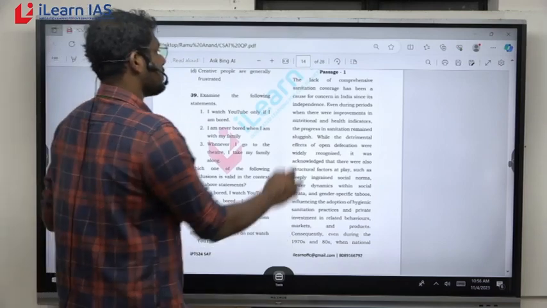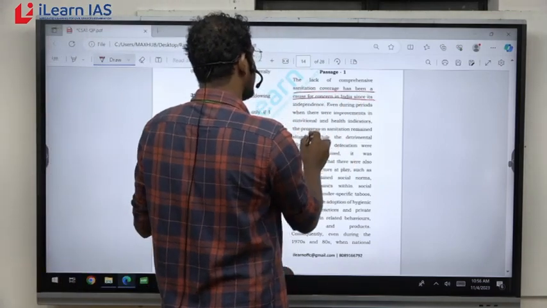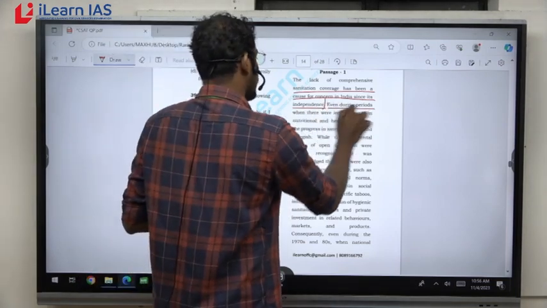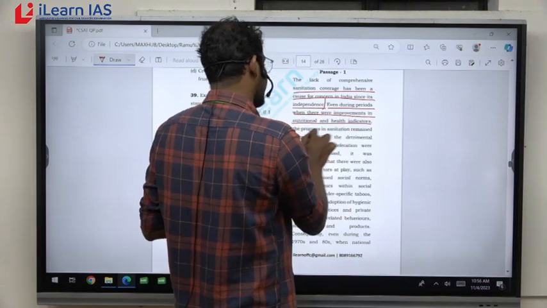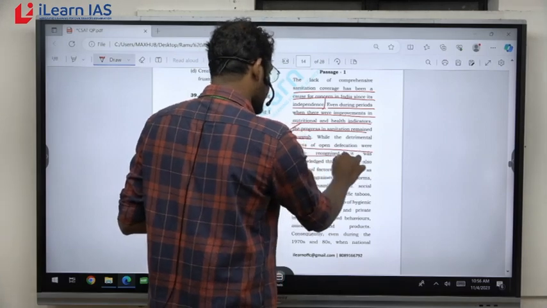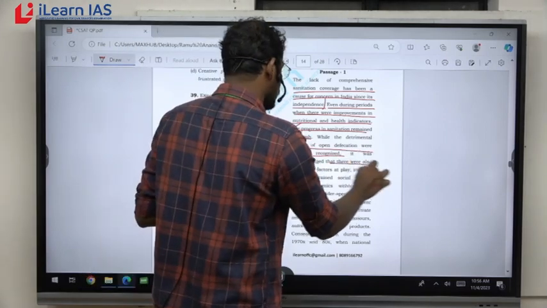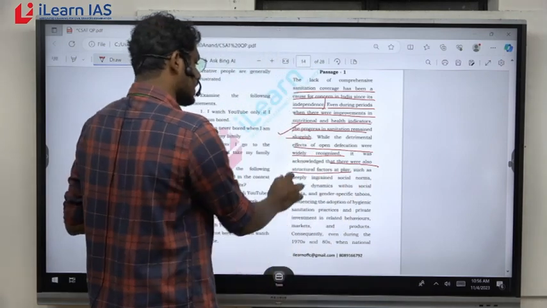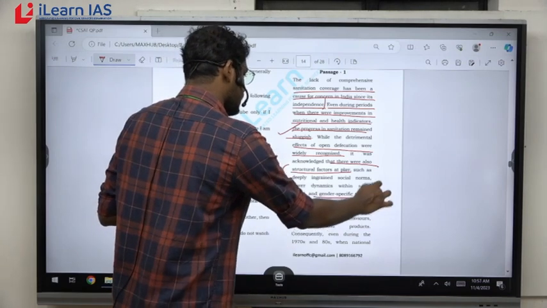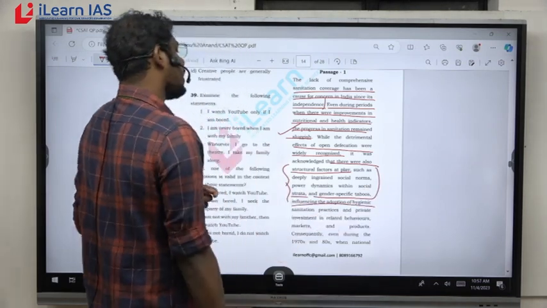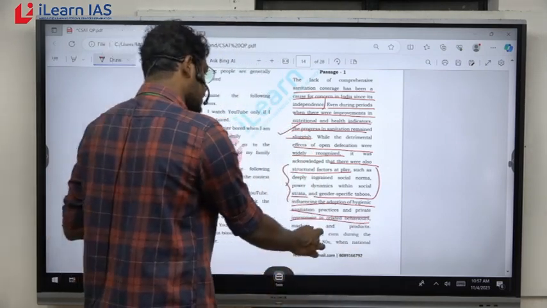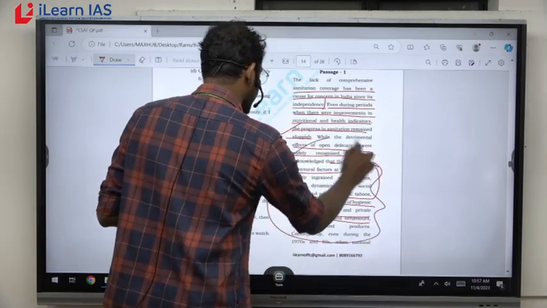The lack of comprehensive sanitation coverage has been a cause of concern in India since its independence. Has been a concern, okay. Even during periods when there were improvements in the nutritional and health indicators, the progress in sanitation remained sluggish. While the detrimental effects of open defecation were widely recognized, it was acknowledged that there were also structural factors at play, such as deeply ingrained social norms, power dynamics within social strata, and gender-specific taboos influencing the adoption of hygienic sanitation practices and private investment in the related behaviors, markets, and products. Okay, so it can be treated as a general idea.